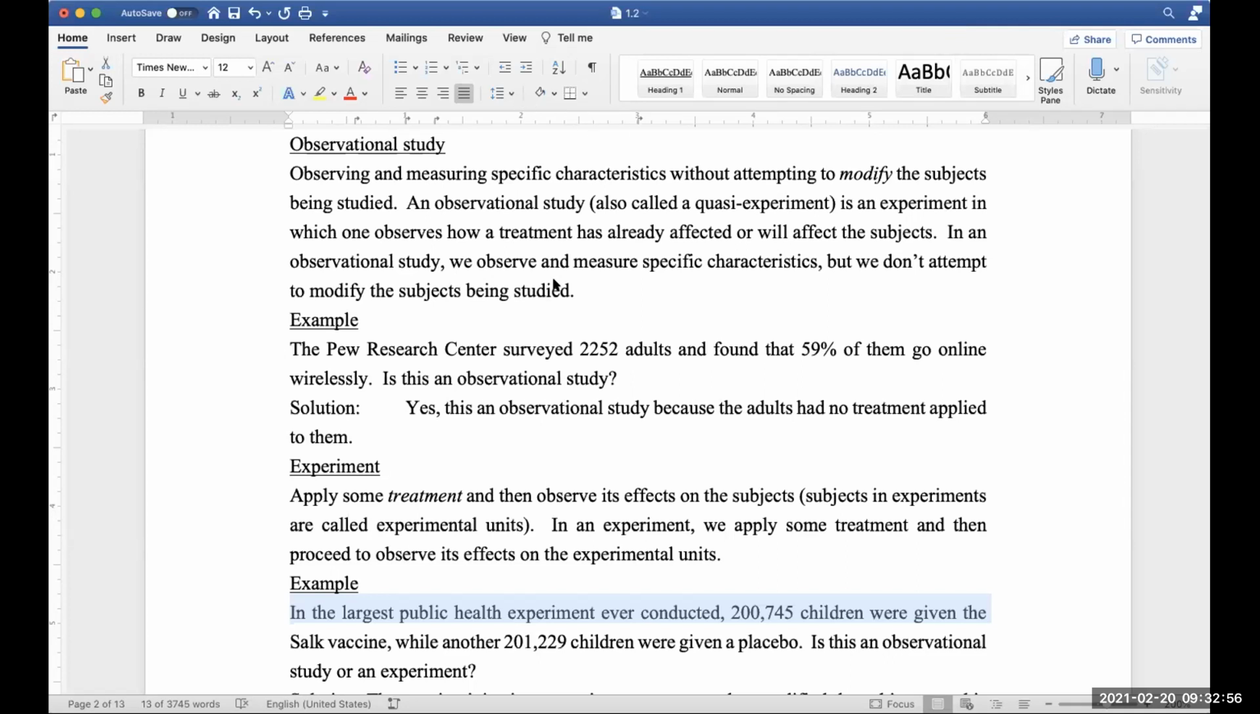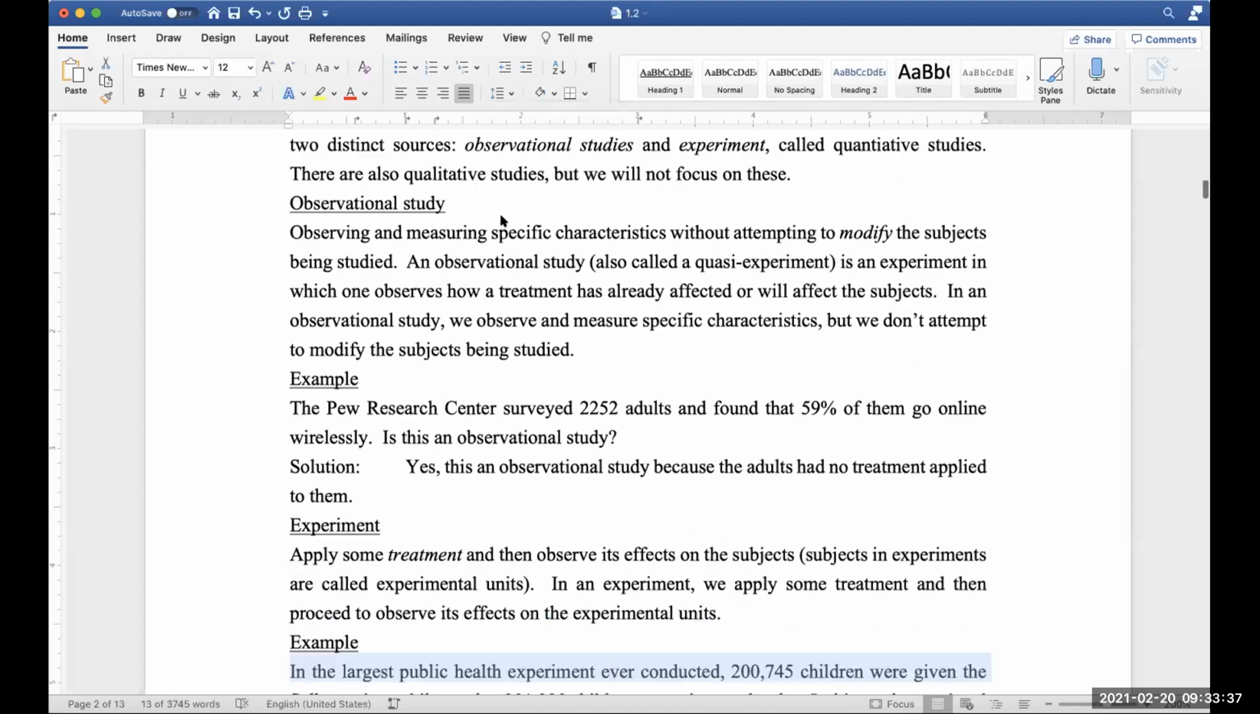Oh, someone says I have a question. Okay, what is the question? You said that an observational study is how one observes and does not modify. But it says how a treatment has already affected or will affect the subject. So does this mean the observational study can be retrospective or prospective too?